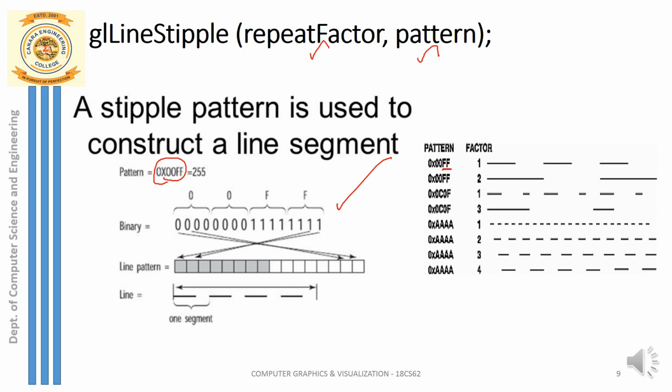So the first 4 bits indicate 0, the next 4 bits indicate the next 0, the F indicates 4 ones, and the last F indicates again 4 ones. So this is the binary version of this hexadecimal. Now I am going to draw the line by considering this pattern, and as I already said, the line will be drawn by taking the last bit first. The least significant bit will be taken first. So you can start with the last F over here.